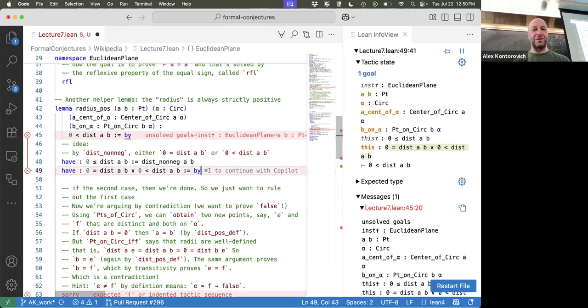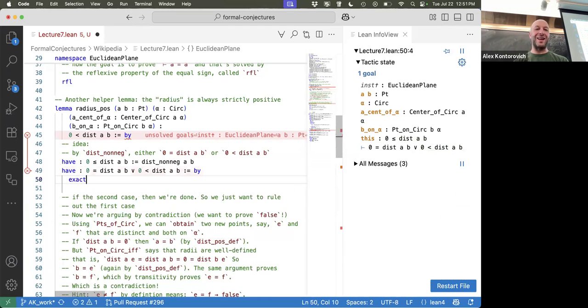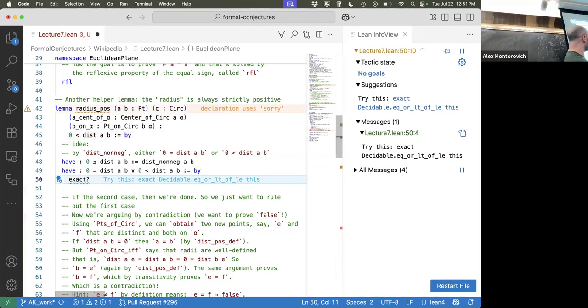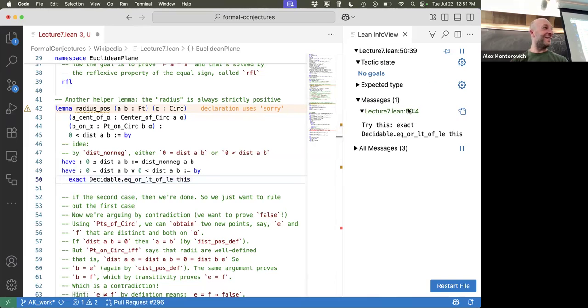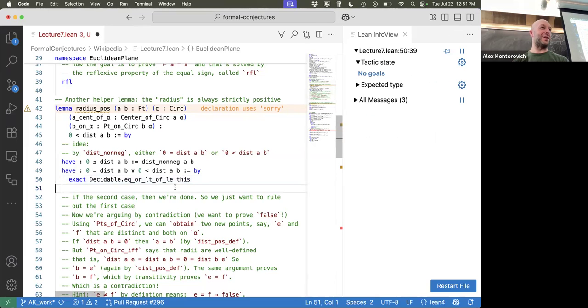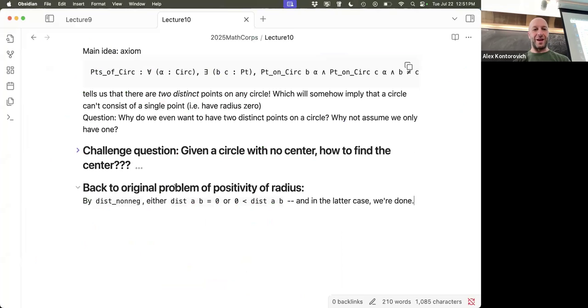It's got to be something like, so I'll do by and exact, and I don't know what exact will be. So I'll do exact question mark. And exact question mark says, oh, try this. I think it's called decidable dot equal or less than of LE this. Okay, so this exact question mark finds the theorem in the library. And you just click it right there and it solves things for you. Okay, so again, that was a little bit of black magic, right? Yeah. Okay.